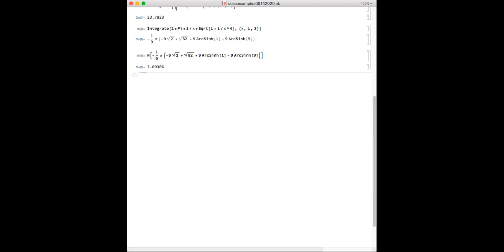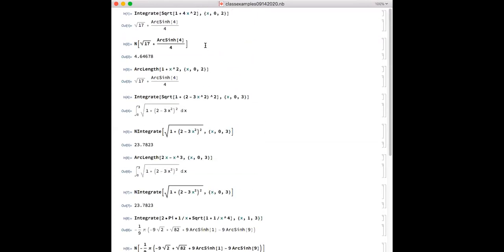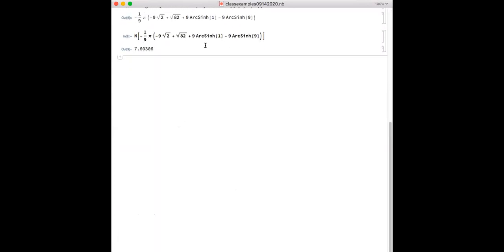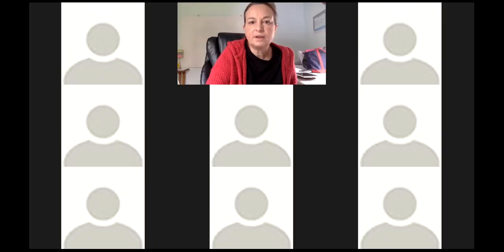Do you guys have any other questions you want to ask about? I will upload this notebook so you have some examples that show you syntax to use for integrate and for arc length, for those functions, so you can see what you need to put in there if you want to use Mathematica for your calculations.